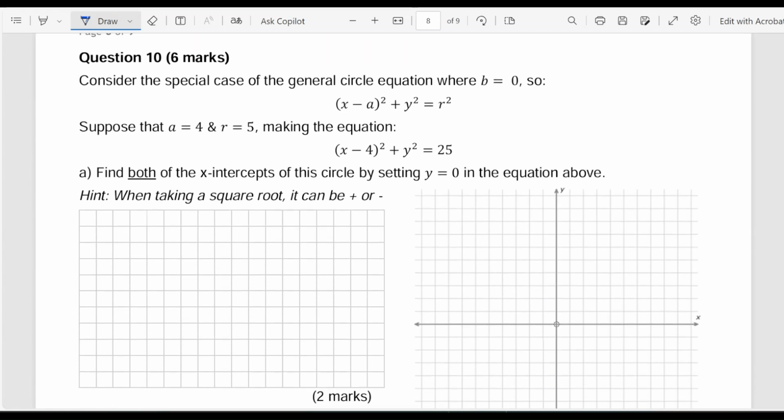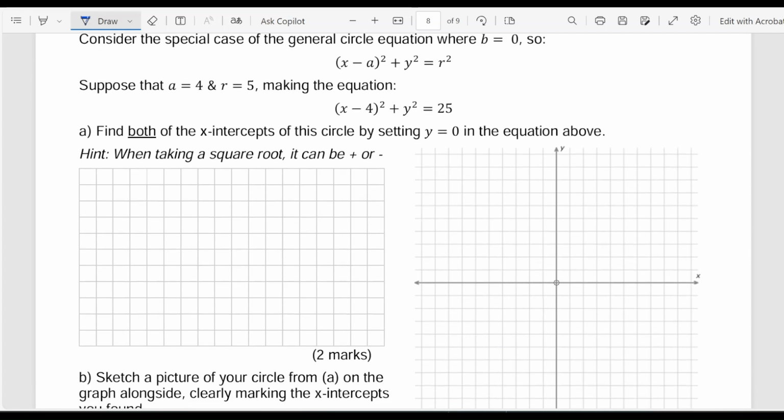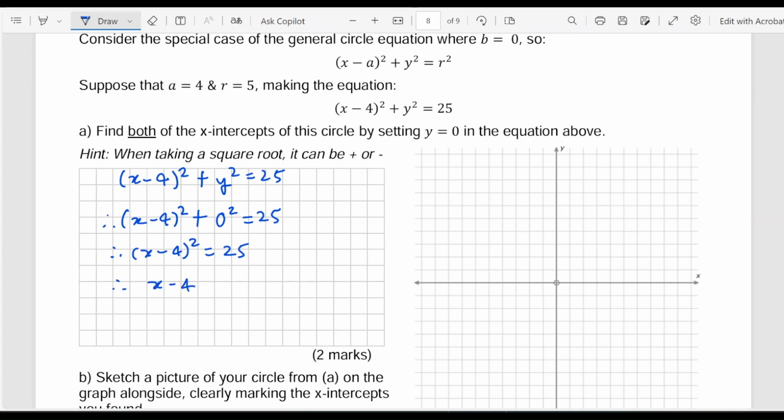All right, question 10. So we got this circle here. We want to find both the x-intercepts of the circle by setting y equal to 0 in the equation. So I've got x take 4 squared plus y squared is 25. Therefore, x take 4 squared plus 0 squared is 25. So we have x take 4 squared is 25. How do I get rid of squaring this bracket? I square root. So I get x take 4 is root 25.